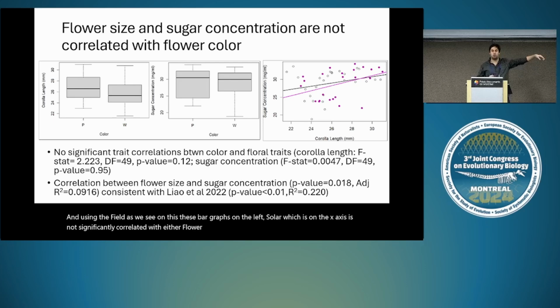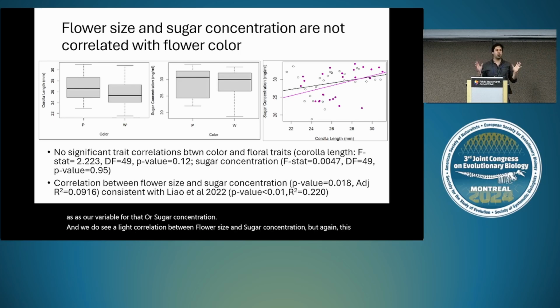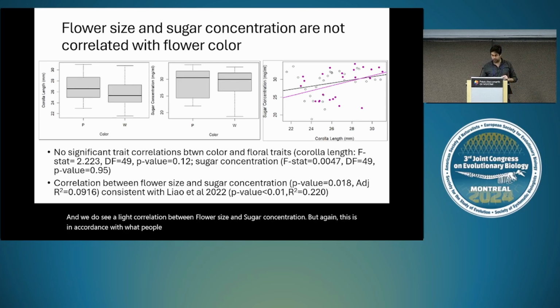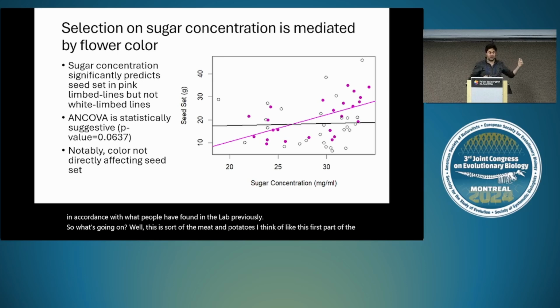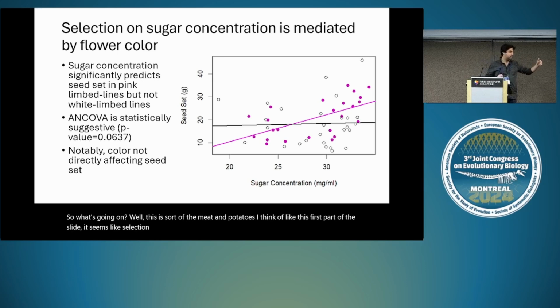In this case, we use overall corolla length as our variable for that, or sugar concentration. And we do see a light correlation between flower size and sugar concentration, but again, this is in accordance with what people have found in the lab previously. So what's going on? Well, this is sort of the meat and potatoes, I think, of this first part of the slide. It seems like selection on sugar concentration is mediated by flower size.